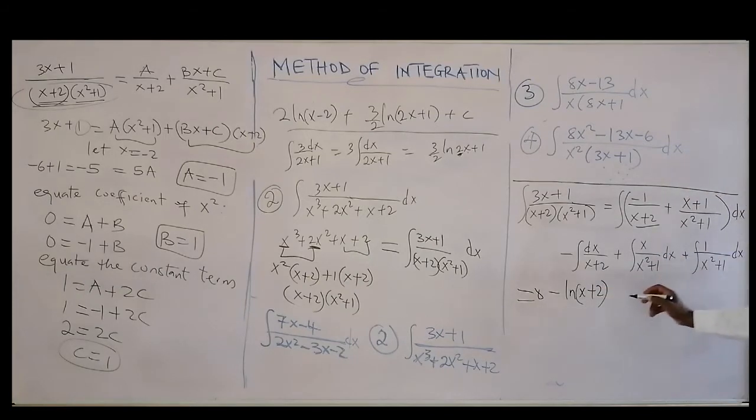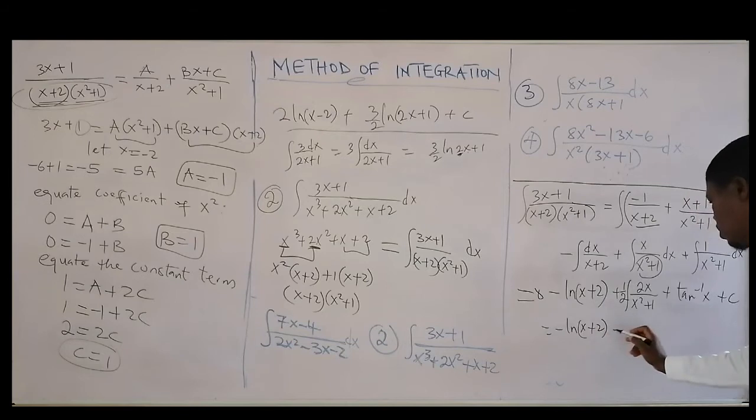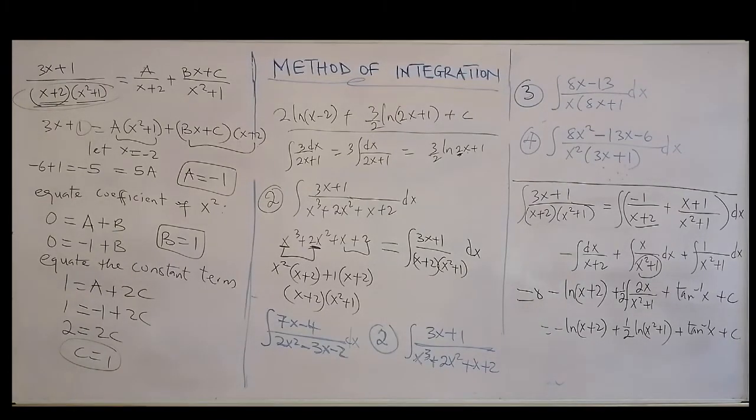Okay, then this one will be equal to plus, the derivative of this one is 2x. So we can make this one 2x and then cancel that 2 outside over x squared plus 1. Then plus here, that's the arctan x, so plus c. It's a straight table, don't need to waste time there. Okay, so finally we have minus ln x plus 2, plus half ln x squared plus 1, and then plus arctan x plus c. So that's that on that question.